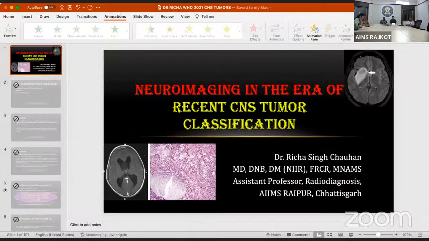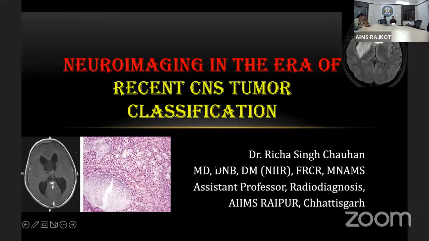Now we'll move on to our next presentation by Dr. Richa Singh Chauhan. She is Assistant Professor in the Department of Radiodiagnosis, AIIMS Raipur. She has pursued MD DNB Radiology and DM in Neuroimaging and Interventional Radiology from NIMHANS. She has also completed a fellowship from the Royal College of Radiologists in the UK. Today she is going to deliver a talk on neuroimaging in the era of the recent CNS tumor classification. Welcome, Dr. Richa.